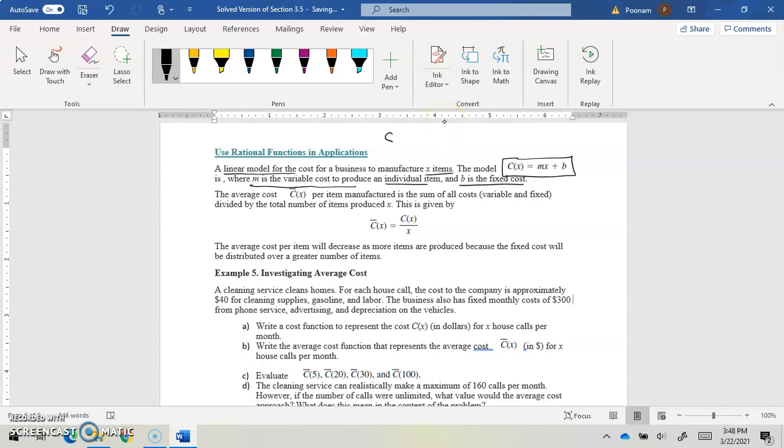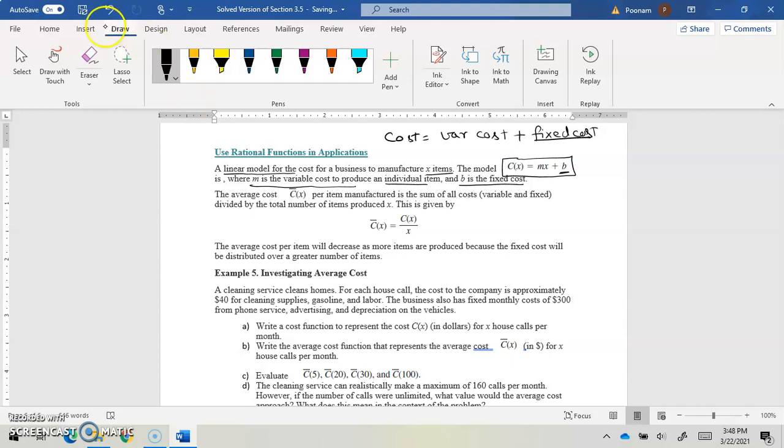We have covered this before also, that the cost of producing is the variable cost plus the fixed cost. In this case, the fixed cost is B and the variable cost per unit is M. So for X number of units, this will be M times X.